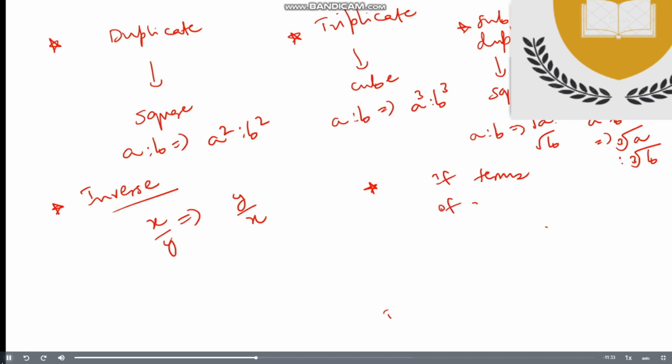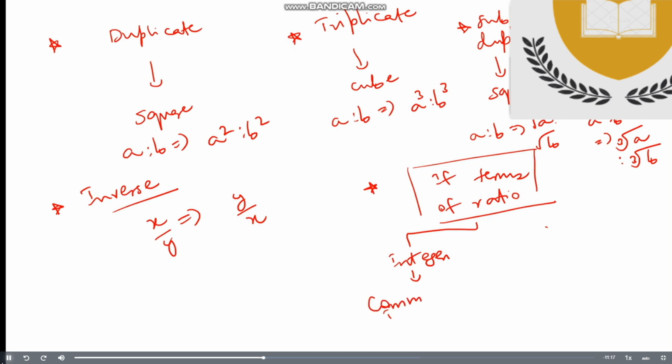If the terms of the ratio are integers, then the ratio is called commensurable. If the terms of the ratio are non-integer, then the ratio is called incommensurable.